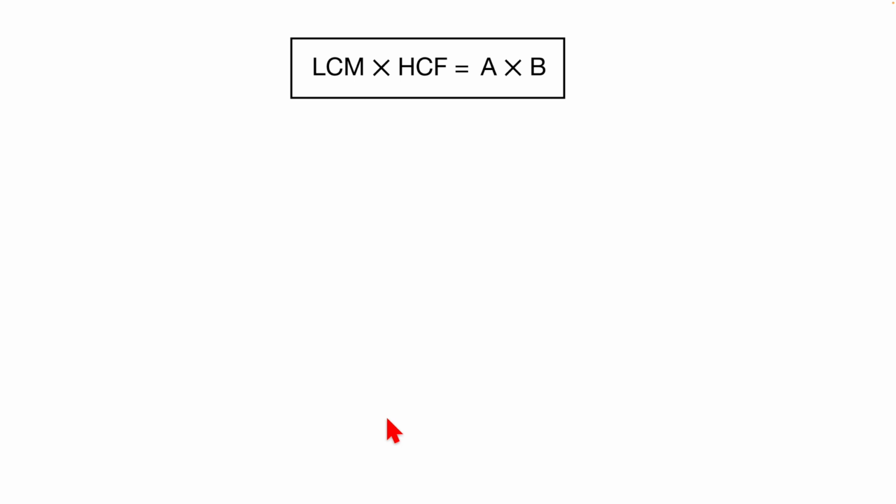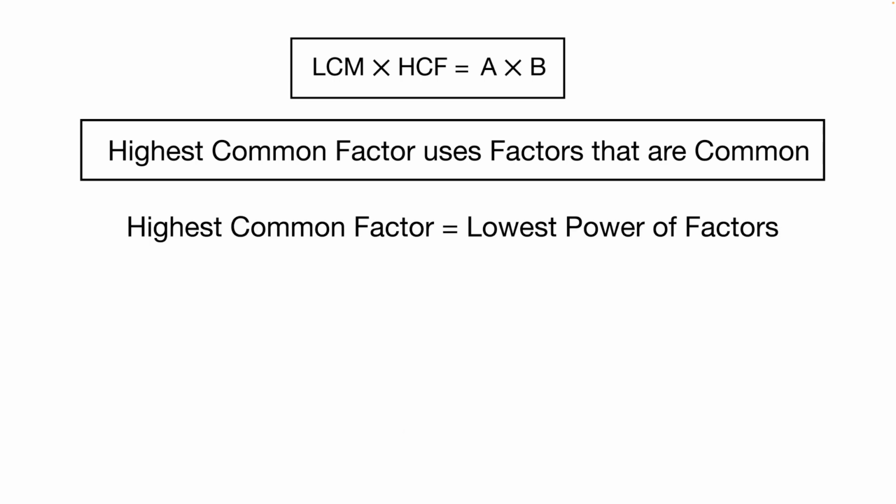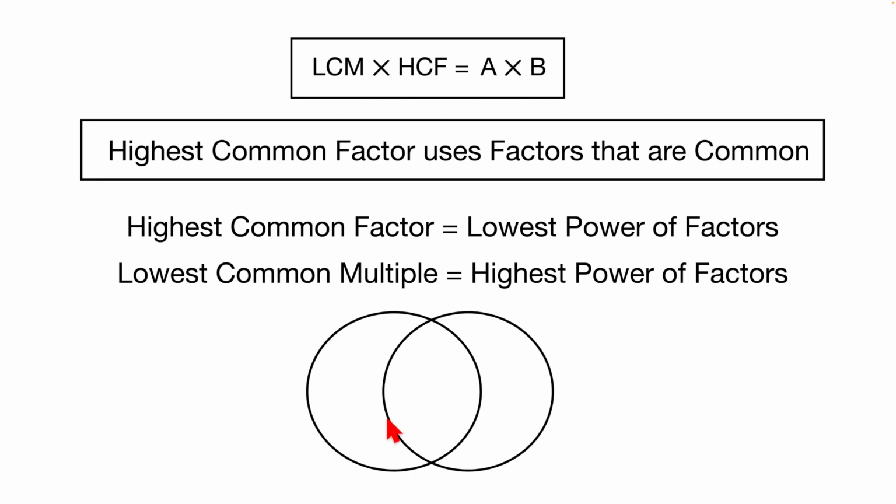Now, here's what we should try and remember. When you've got two numbers, the lowest common multiple times the highest common factor equals A times B. The highest common factor uses the factors that are common. So factorize the thing, and anything that appears in both should make up your highest common factor, which in reality means that the highest common factor takes all the lowest powers of the factors, because the lowest powers are going to be common to both numbers. And the lowest common multiple, that takes the highest power of all the factors. And this is how I remember it.